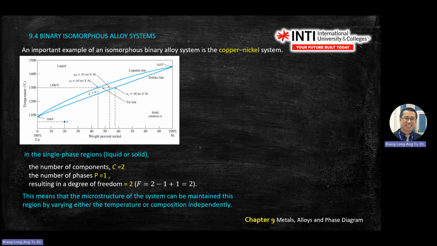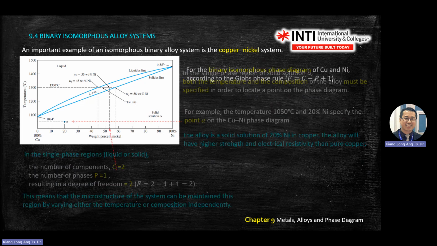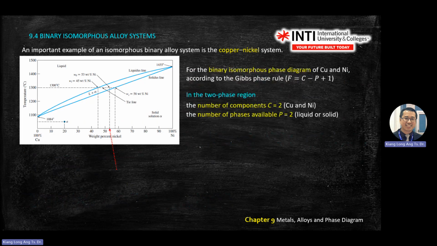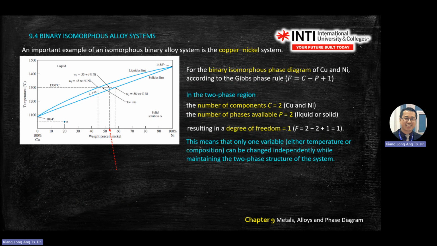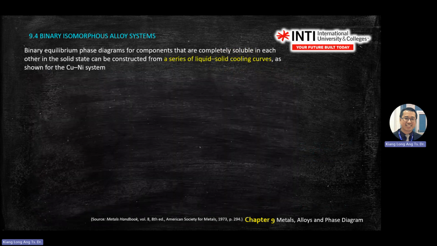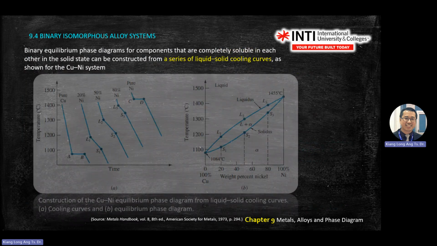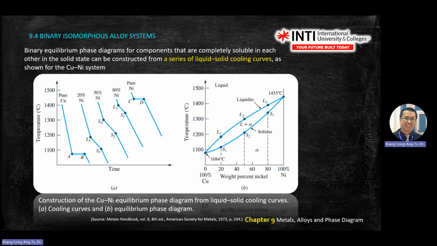In the single phase region, this one is single phase. In the two phase region, this is just some calculation using P plus F equals C plus 2. This one you read. I want you to focus on the calculation on this line. This one is extra information.